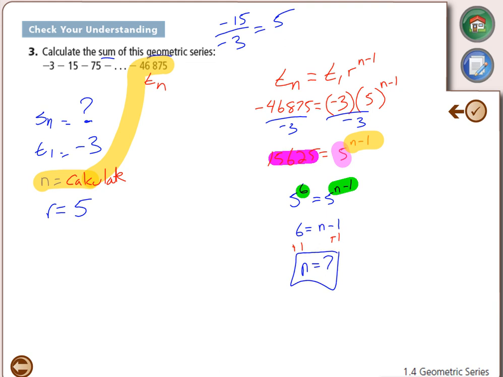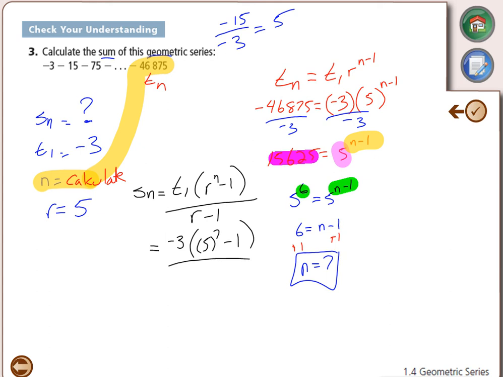Yay! But we're not done. All we did is we calculated the n value. Now we're doing the sum. So start with our sum formula. Sn equals T1 bracket r to the n minus 1 over r minus 1. Let's fill it in. T1 negative 3 bracket 5 to the 7 minus 1 over 5 minus 1.